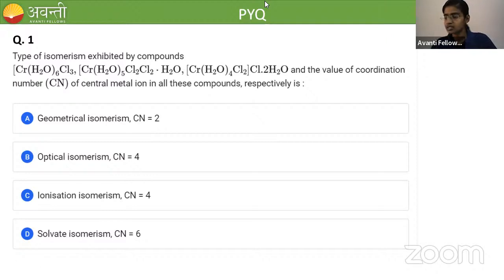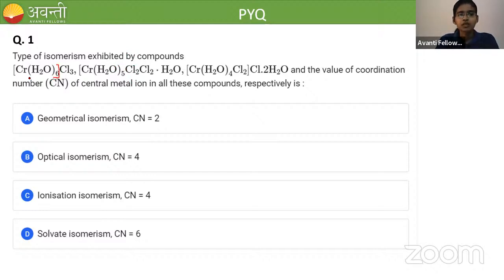Has anyone got the answer? So what is the type of isomerism exhibited here? Isomerism is classified into two: structural isomerism and stereoisomerism. Under structural isomerism, we have linkage isomerism, coordination isomerism, ionization isomerism and solvate isomerism. You can observe the given three compounds here. So what is the difference between these three compounds?